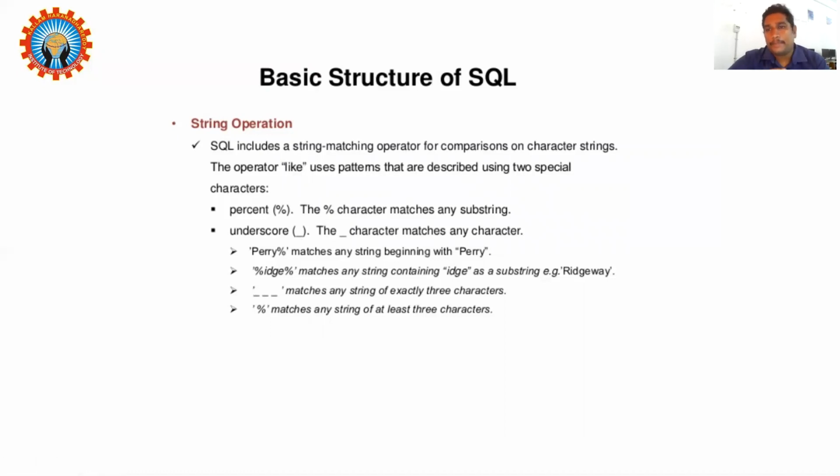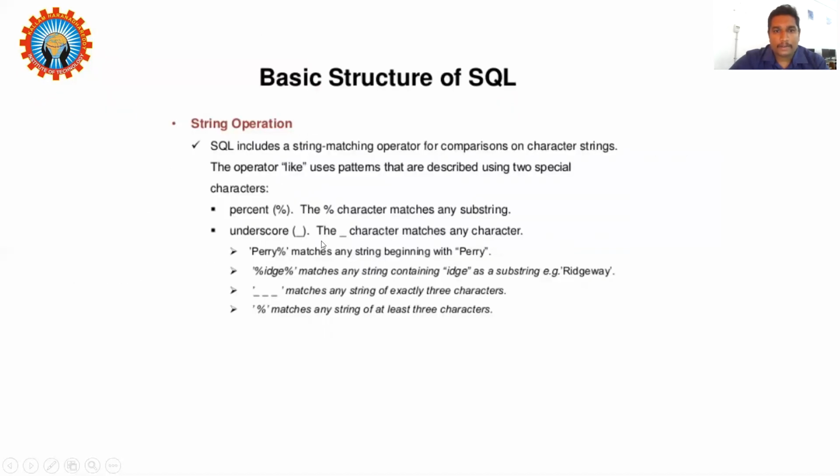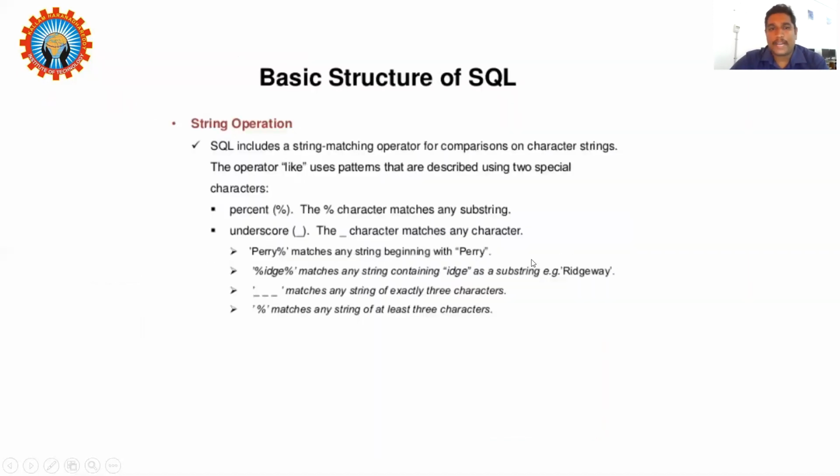Okay, either percentage, either backslash, either underscore. The percentage character matches any substring. So previously, if you are saying mains, it checks the percentage, so that from percentage it checks the matching character. Next, underscore means it checks each and every character pattern: starting letter, second letter, and so on. It moves from starting to last.